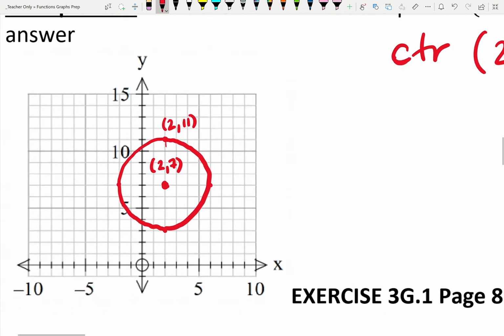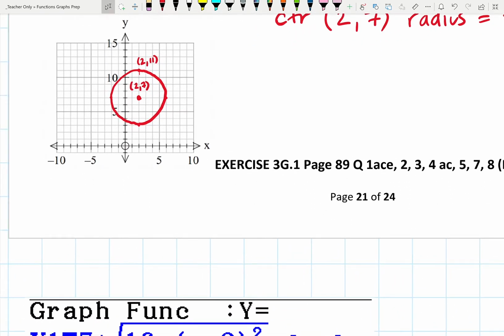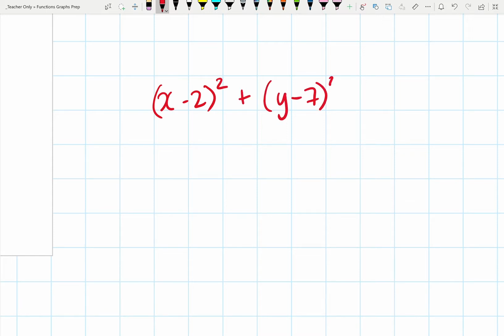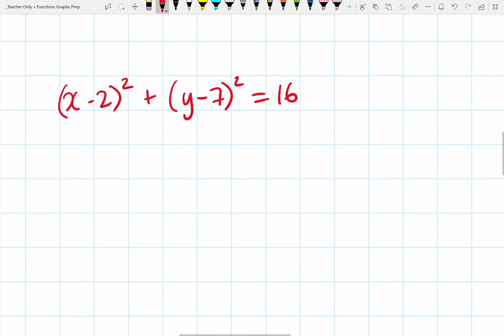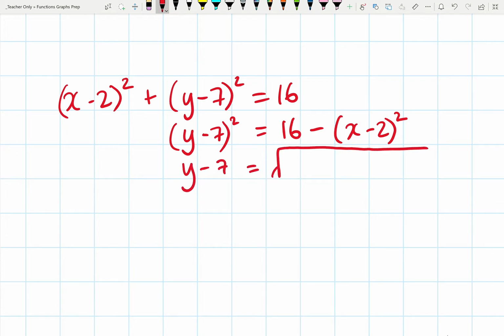All right, how would we check that on our calculator? Well, we know that when we're graphing functions, we can only graph them in terms of y equals. We can't graph something that's got a y squared in it. So what we need to do is rearrange the equation. So we've got x minus 2 all squared plus y minus 7 all squared equals 16. We need to make y the subject, so we'll leave y minus 7 squared here and take x minus 2 squared from both sides. We'll take the square root of both sides to get rid of that square.